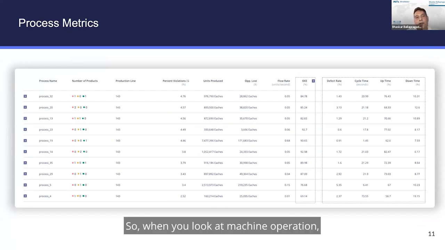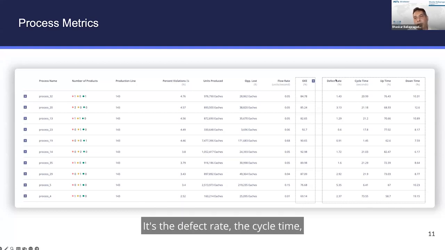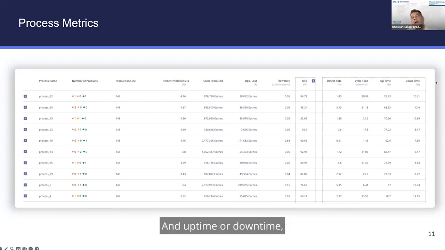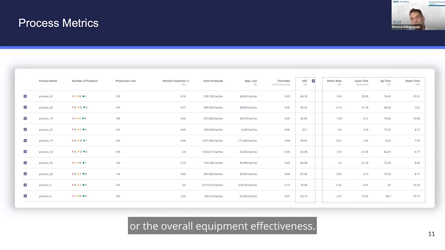So when you look at machine operation or process operation in a production setting, there are three key parameters that you look at. It's the defect rate, the cycle time, which is how fast you're producing the product, or the flow rate, which is how fast you're producing. Cycle time is the inverse of that, and uptime or downtime, how much the machine is up or down. All three combine to form the OEE, or the overall equipment effectiveness, right?